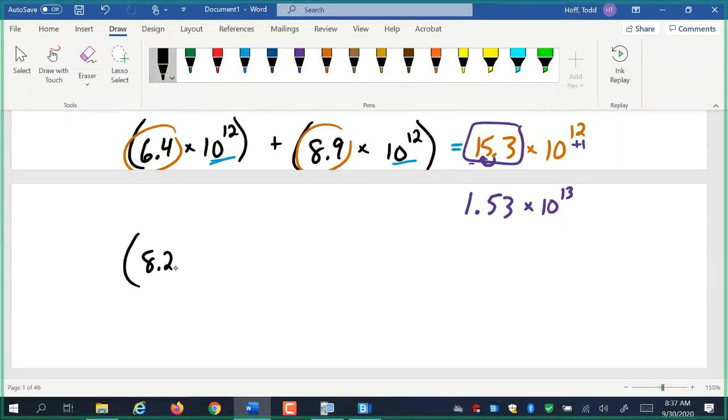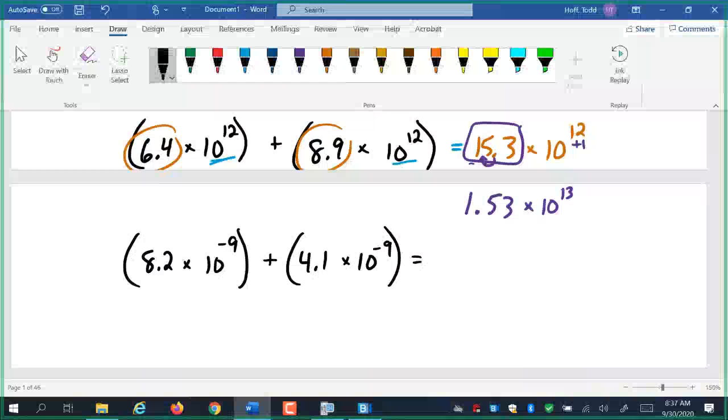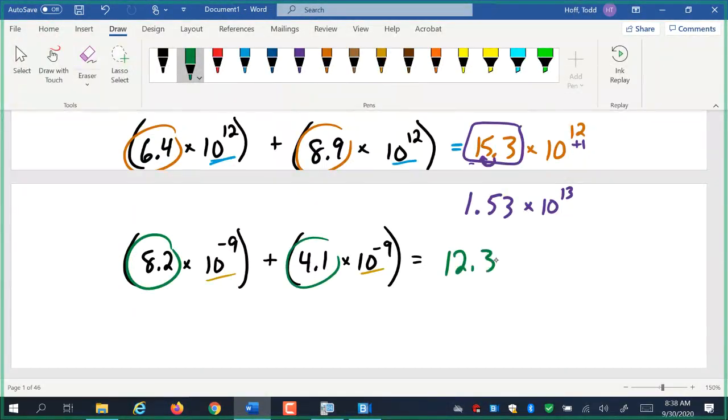We might have 8.2 times 10 to the negative 9 plus 4.1 times 10 to the negative 9. Again, we have the same power of 10. They're both 10 to the negative 9th. So we can go ahead and add them. We'll combine the counts. 8.2 plus 4.1 is 12.3 times 10 to the negative 9.